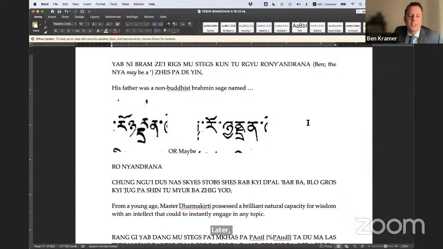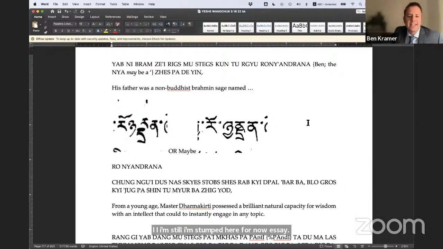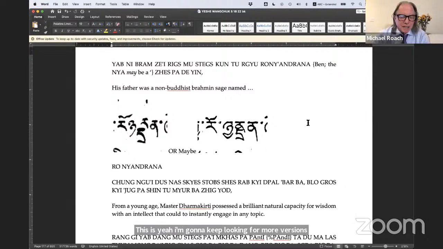I'm still stumped here for now. I'm going to research further. This is messy. I'm going to keep looking for more versions. Neither of these are attractive. Yeah, that's giving me a stomachache.